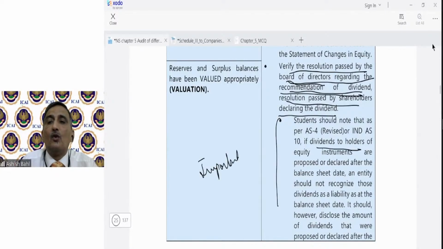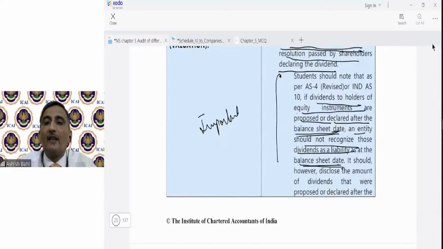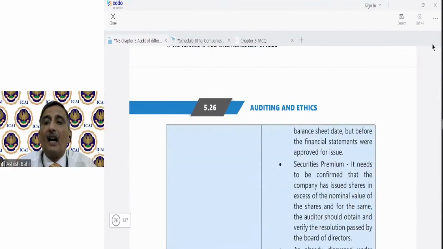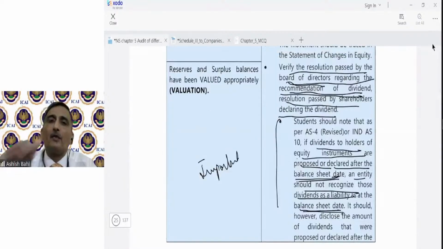If dividends to holders of equity instruments are proposed or declared after the balance sheet date, an entity should not recognize those dividends as liability at balance sheet date. It should disclose the amounts of dividends that were declared after the balance sheet date, but before the financial statements are approved.